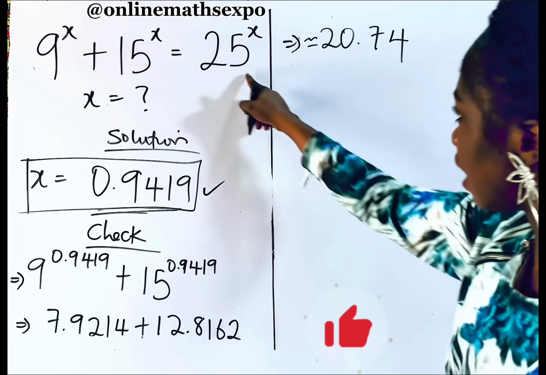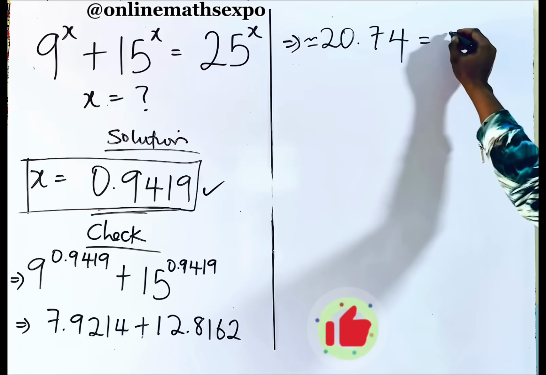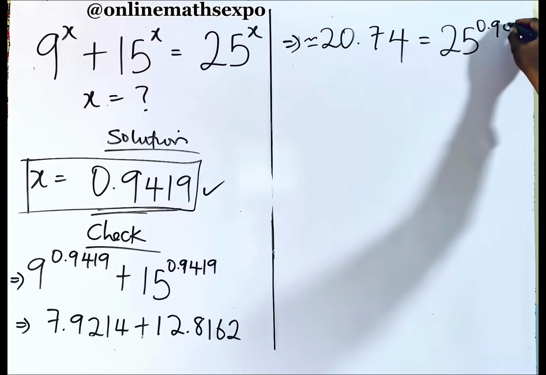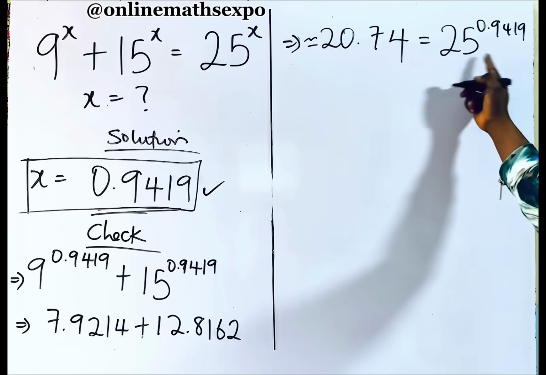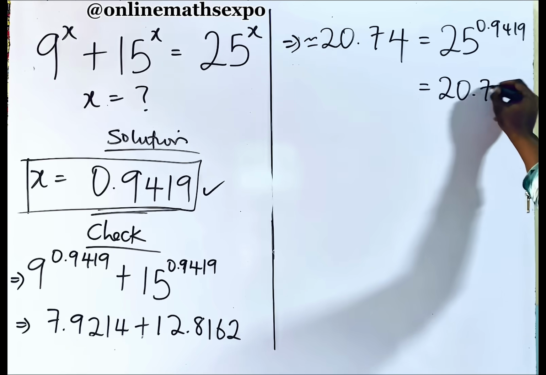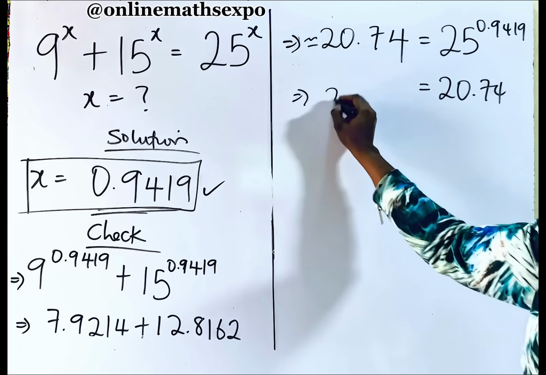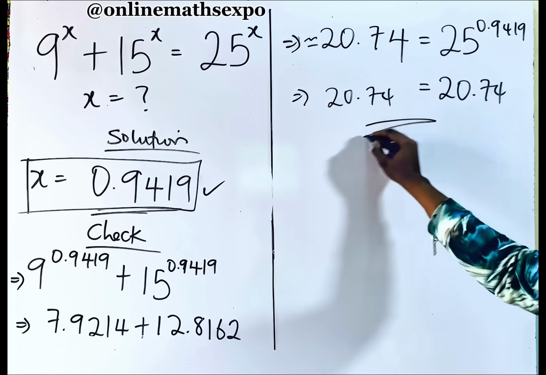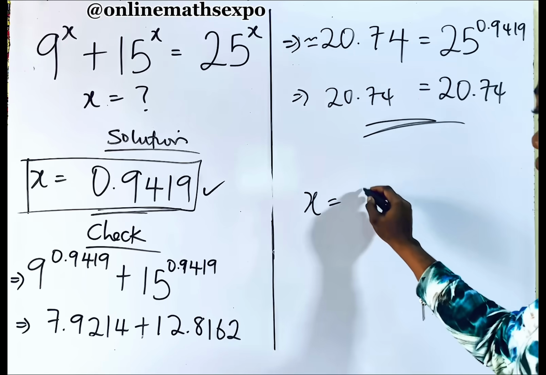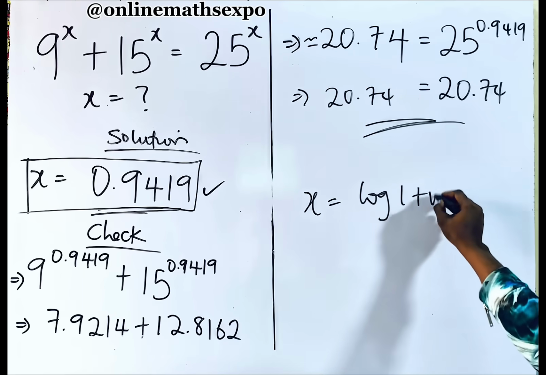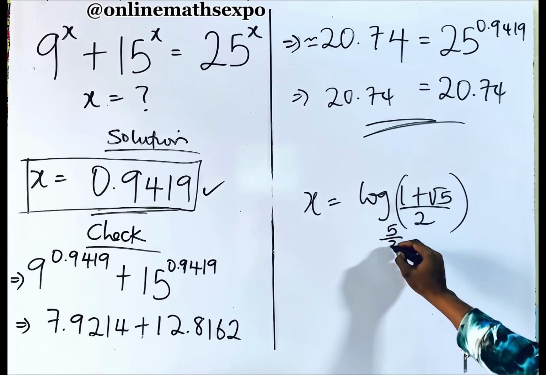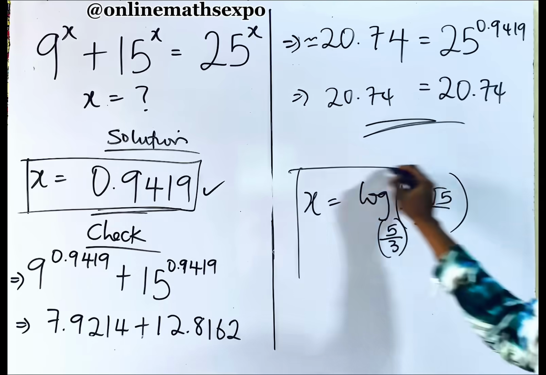And it's also the same when you have 25 to the power of 0.9419. When you simplify this, it is the same as 20.74. So it means that these two sides are the same. So this value of x is correct, and also x as log of 1 plus root 5 divided by 2, base 5 on 3, is also correct.